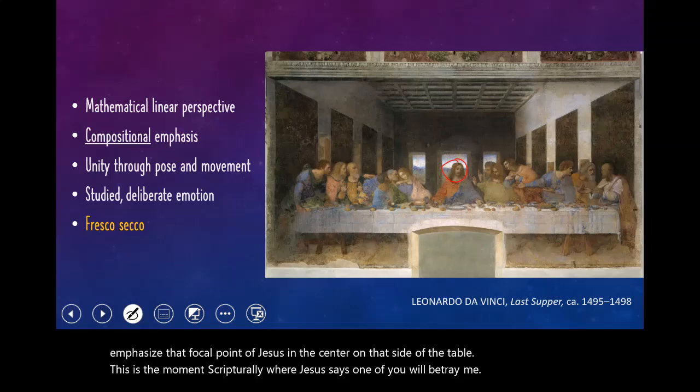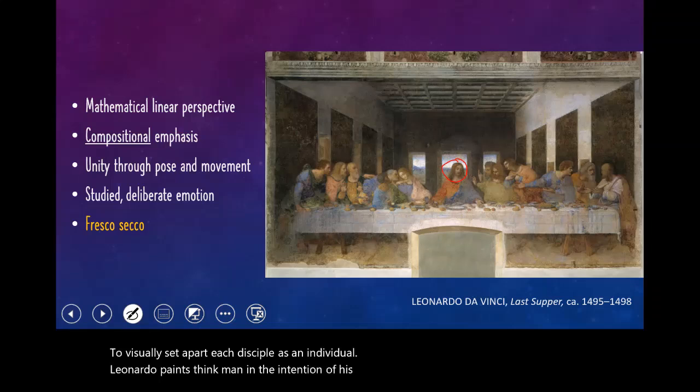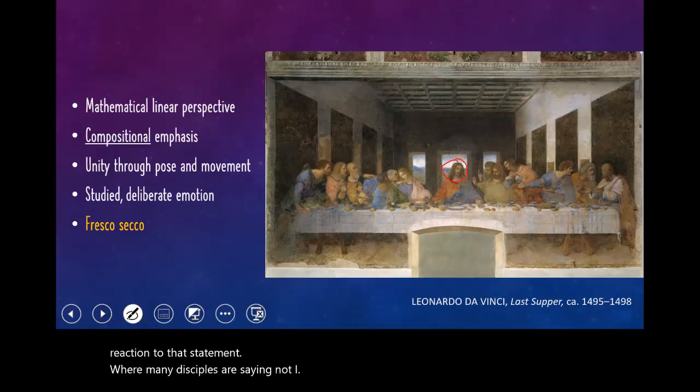And to visually set apart each disciple as an individual, Leonardo paints the motions of the man and the intention of his soul. He paints every disciple's individual reaction to that statement, where many disciples are saying, "Not I. It can't be me, teacher." And of course, if you know the story, there's one who knows it's him. In fact, he may have already been paid his 30 pieces of silver to do the deed.